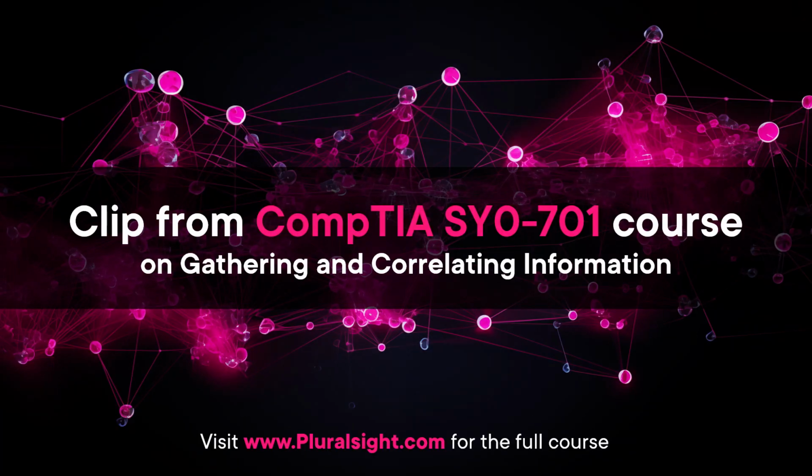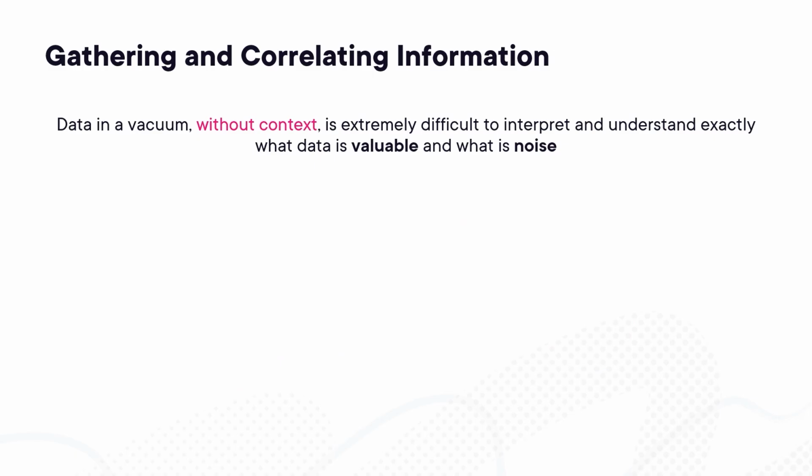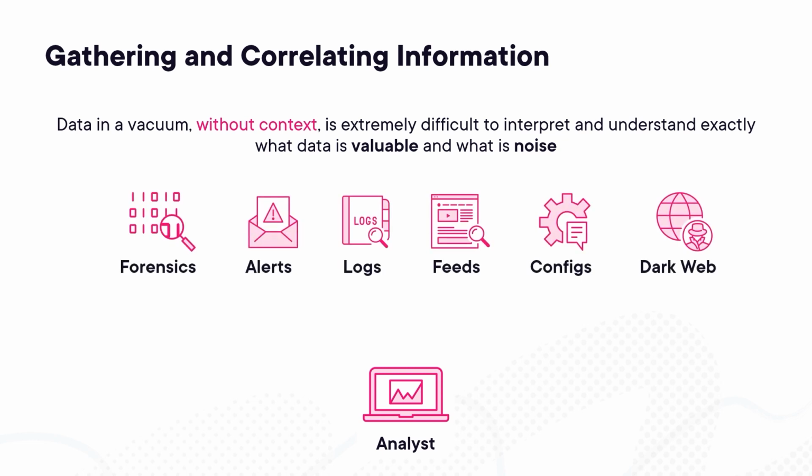As I mentioned, as our networks continue to grow, data is just increasing exponentially year over year. Data in a vacuum without context is extremely difficult to interpret, to understand exactly what data is valuable and of course what is noise. So an analyst is potentially faced with a lot of information. Most organizations will have alerts, logs, feeds, and configs. But depending upon your industry and your job, it could also be forensics and information from the dark web, especially if we're doing threat intelligence analysis or trying to enrich our data feeds. So we're getting information from lots of different places.